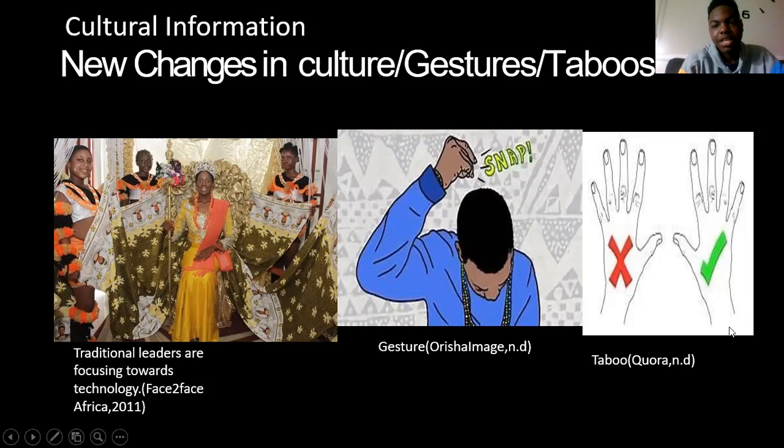So taboo, yeah. In Yoruba culture, you are not allowed to give anything to an elder or someone who is older than you with your left hand. You must always give it with your right hand. If you give it with your left hand, it's a sign of disrespect. That is why you can see here that one hand is marked as X and one is correct. So they normally appreciate it if you use your right hand to give something to any of your elders. Let's go to the next slide.